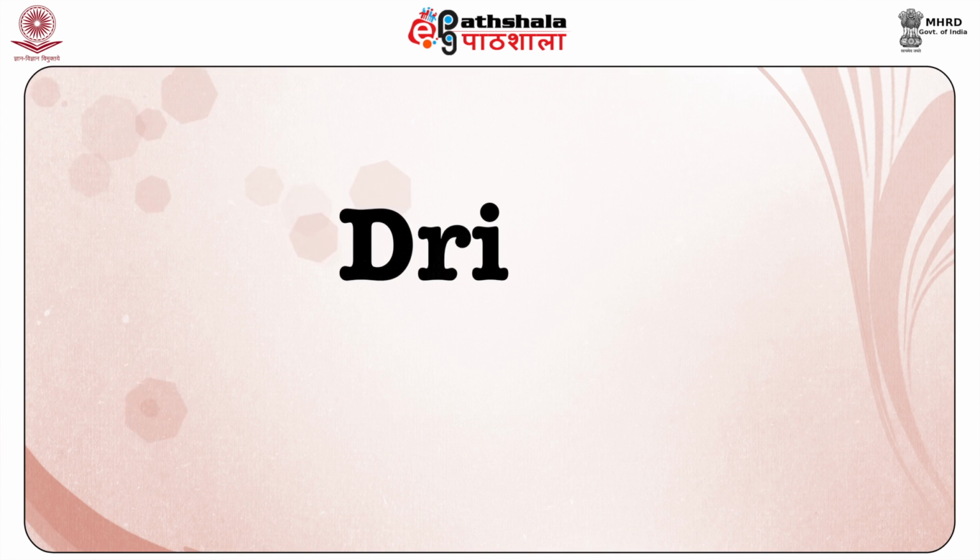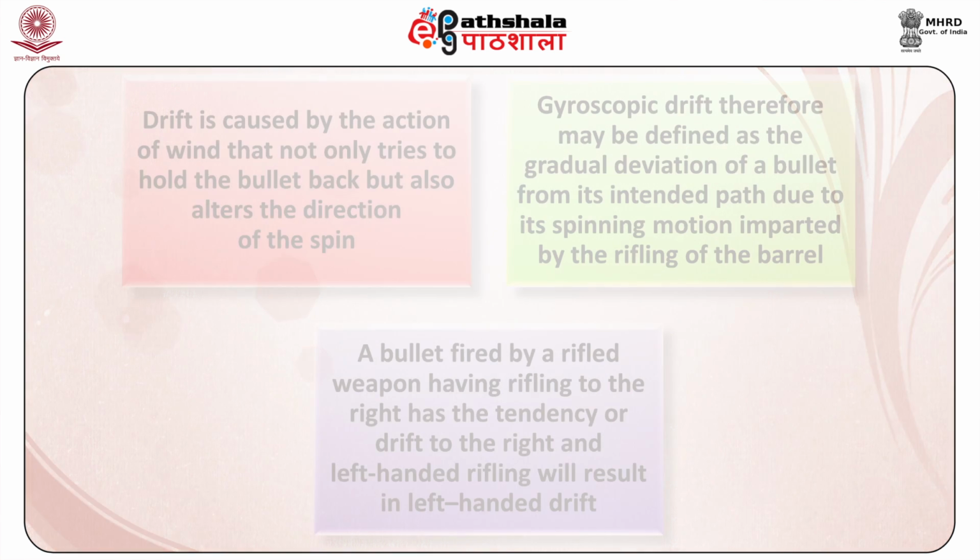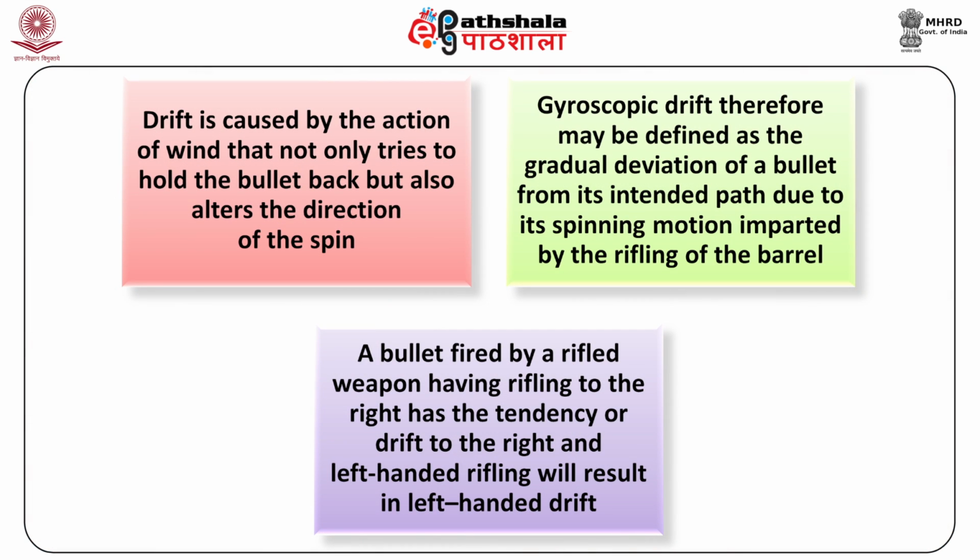Dear student, now let us discuss drift. Drift is caused by the action of wind that not only tries to hold the bullet back but alters the direction of the spin. Gyroscopic drift, therefore, may be defined as the gradual deviation of a bullet from its intended path due to its spinning motion imparted by the rifling of the barrel. A bullet fired by a rifled weapon having rifling to the right has the tendency to drift to the right, and left-handed rifling will result in left-handed drift.